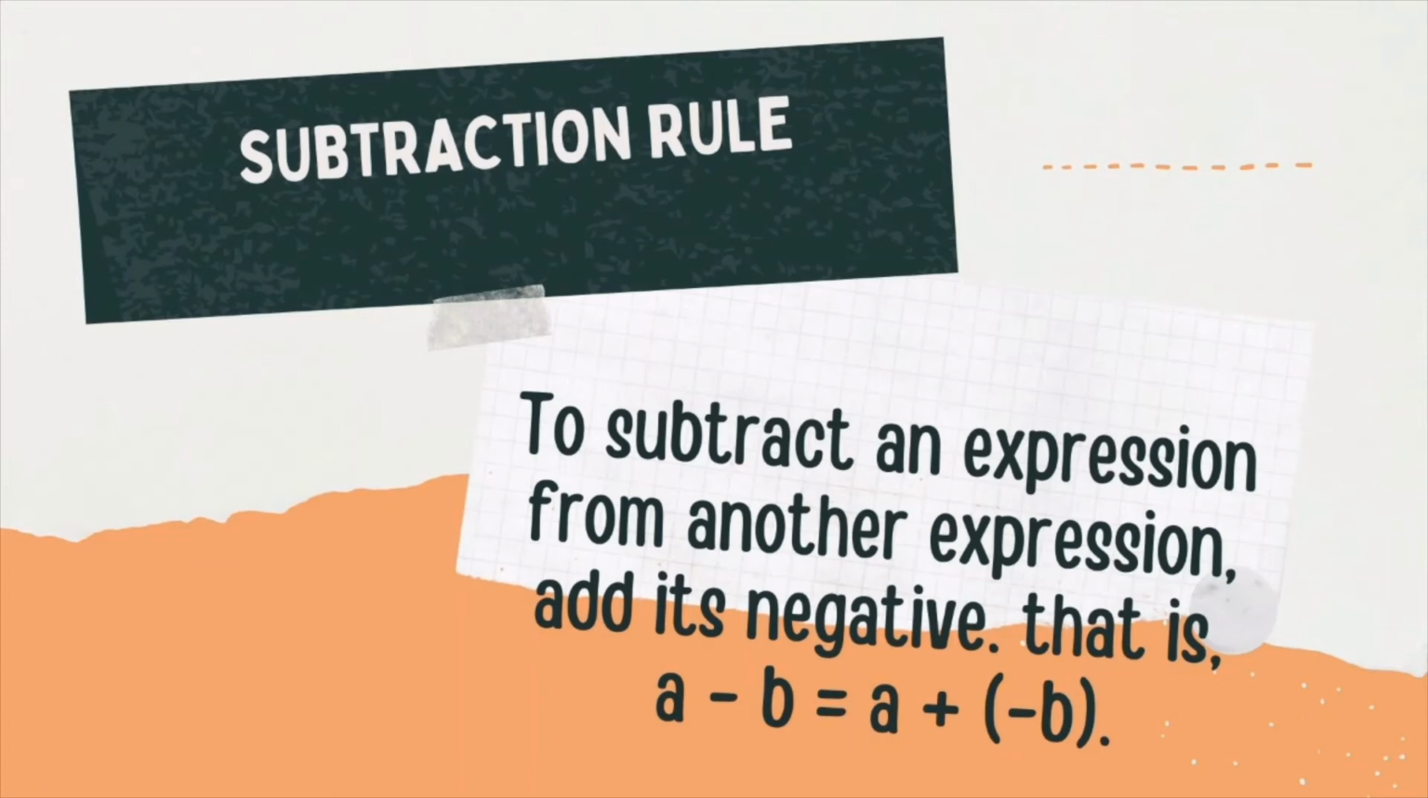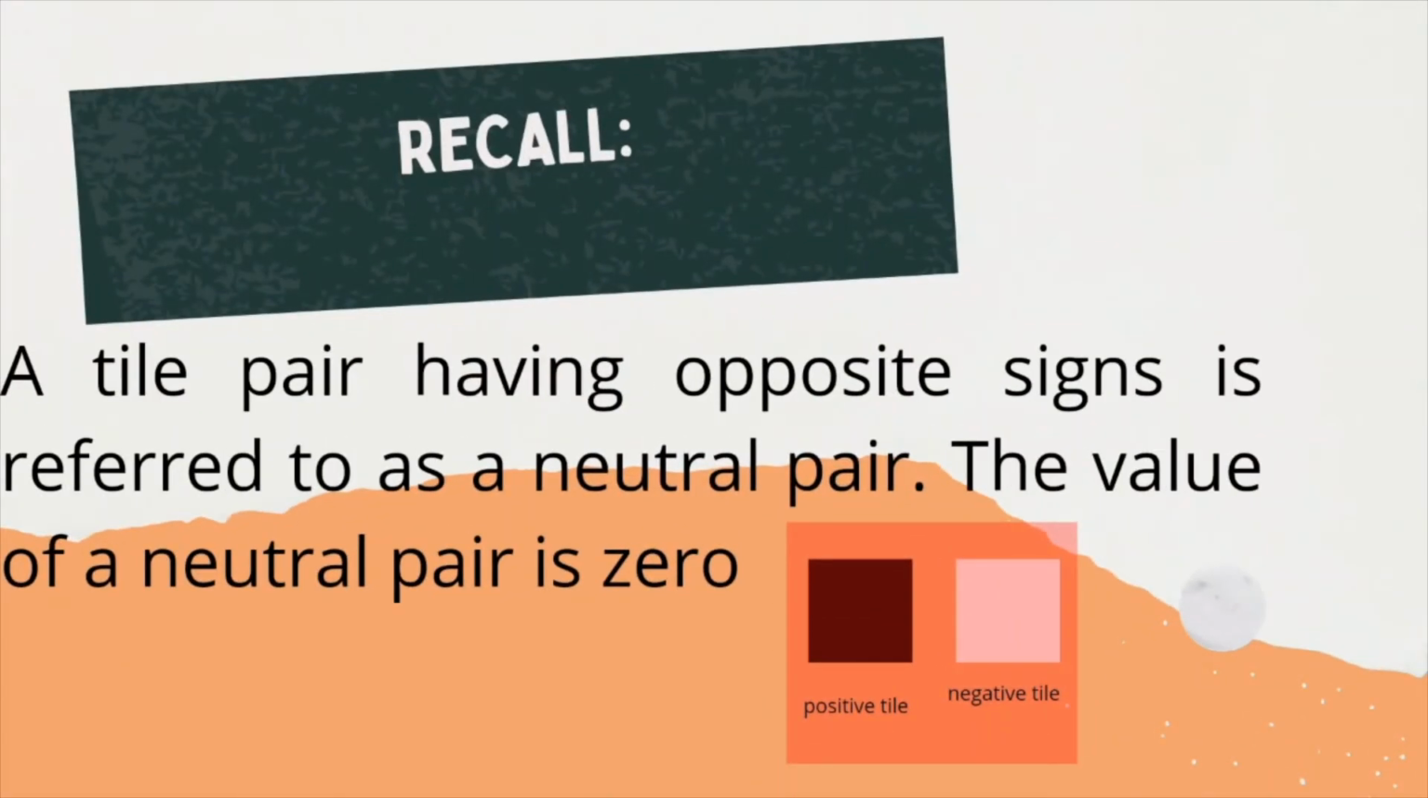To subtract a polynomial, we have to consider the subtraction rule. To subtract an expression from another expression, add its negative. That is, a minus b is equal to a plus (negative b). Just a little bit of recall: a tile pair having opposite signs is referred to as a neutral pair. The value of a neutral pair is 0.